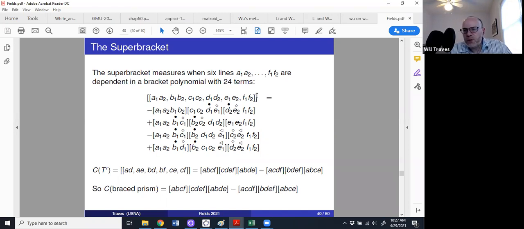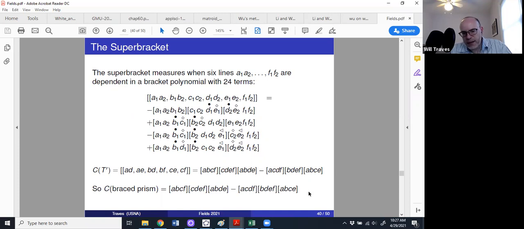Okay, so whew, that's a lot of terms, but we have special lines. We don't have just general lines. We've got AD and then another line BD, so they share a point and things like that. And if you work it all out, it turns out that 22 of the brackets vanish, and so you only get 2 brackets left over. And this is the portion of the pure condition that comes from the tie down. And if you go back to what we were doing before, this is exactly the pure condition for the braced prism.